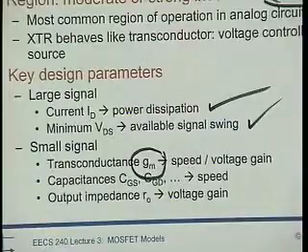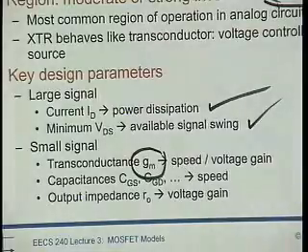We want to know about capacitances. If these transistors have huge GM, but they have even huger capacitances, like a drain to bulk capacitance of 10 picofarads or God knows what, right?